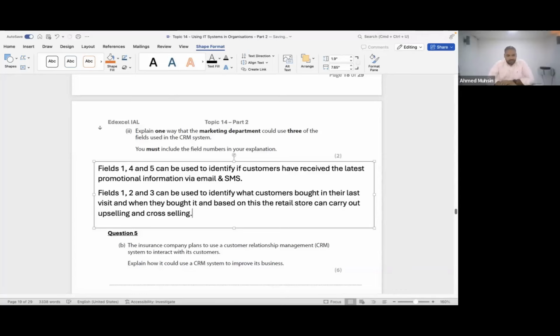Then guys, have a look at the marking scheme also. I just saw the marking scheme pretty much similar to what we have already said. Marking scheme says.